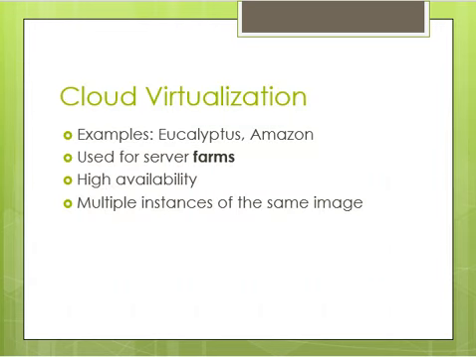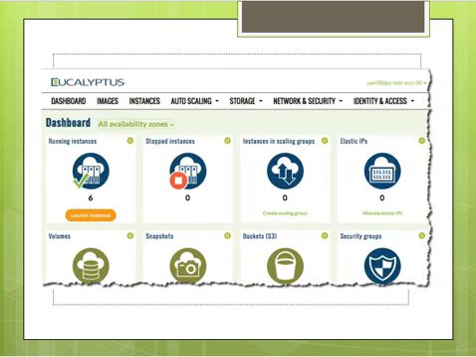The third type is called cloud virtualization. Examples are Eucalyptus and Amazon. They're used for server farms, and typically you want high availability, and you also are running multiple instances of the same image. So here's an example of Eucalyptus.